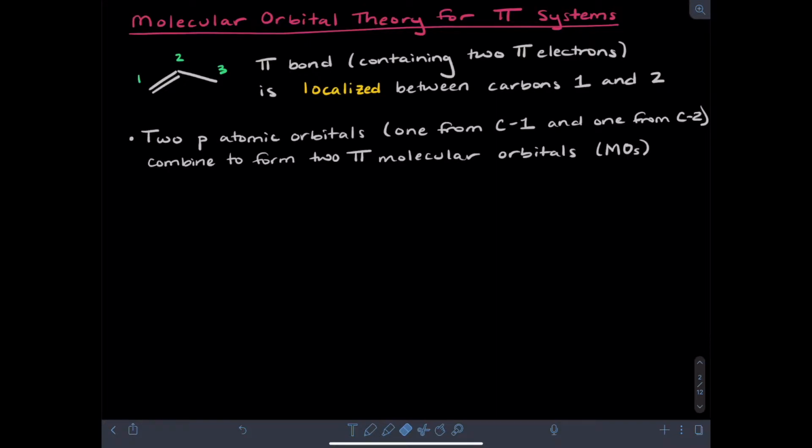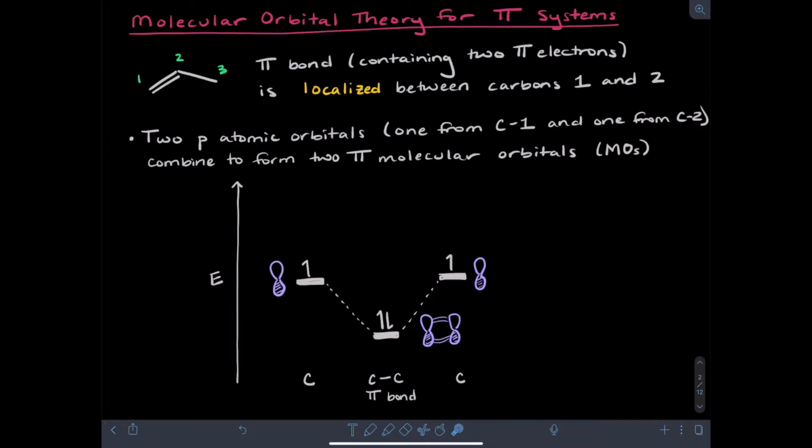In order to form our molecular orbitals for this pi bond between carbons 1 and 2, we're going to take 2 p atomic orbitals, one each from carbon 1 and carbon 2, and we're going to combine them together. Here's the beginning of my pi molecular orbital diagram. And because I'm trying to form a pi bond here, I'm considering a p orbital from each carbon.